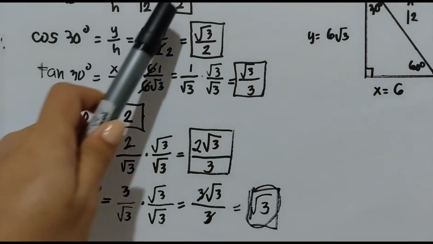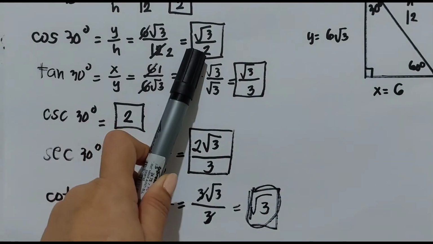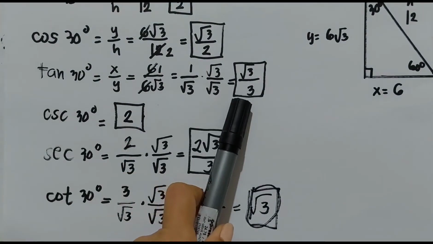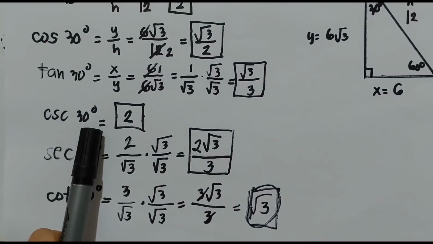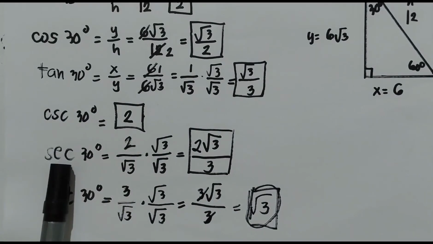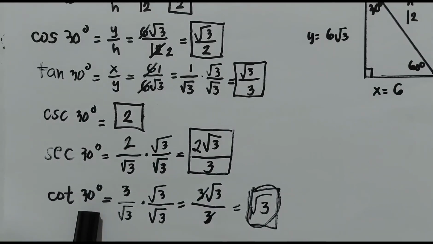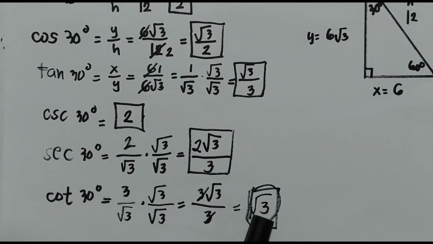So, sine 30 is 1/2. Cosine 30 degrees is square root of 3 over 2. Tangent 30 degrees is square root of 3 over 3. Cosecant 30 is 2. Secant 30 degrees is 2 square root of 3 over 3. And cotangent 30 degrees is square root of 3.